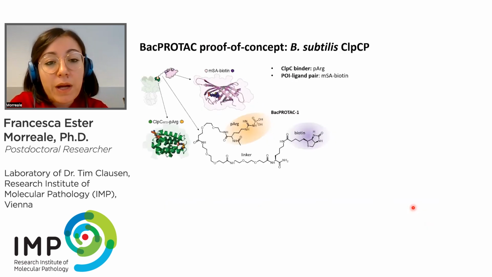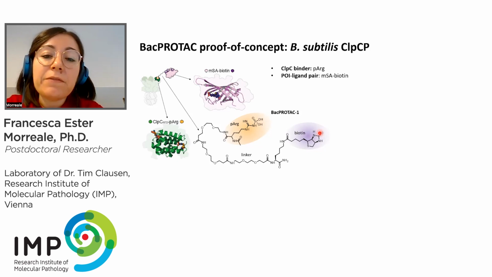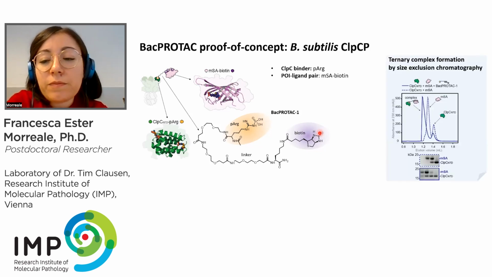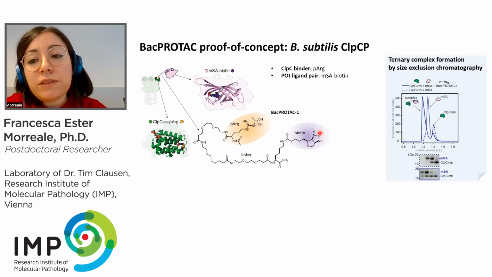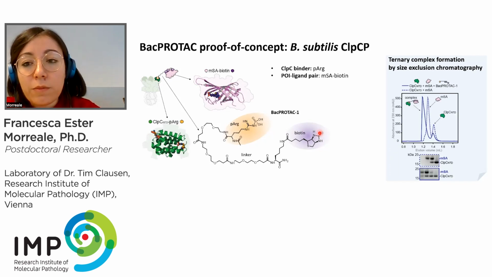So this is the first BacPROTAC in which we connect phosphoarginine through a linker to biotin. So the first thing we want to see with this BacPROTAC is if it mediates ternary complex formation. And what we do normally to see if ternary complex formation happens is to run size exclusion chromatography.